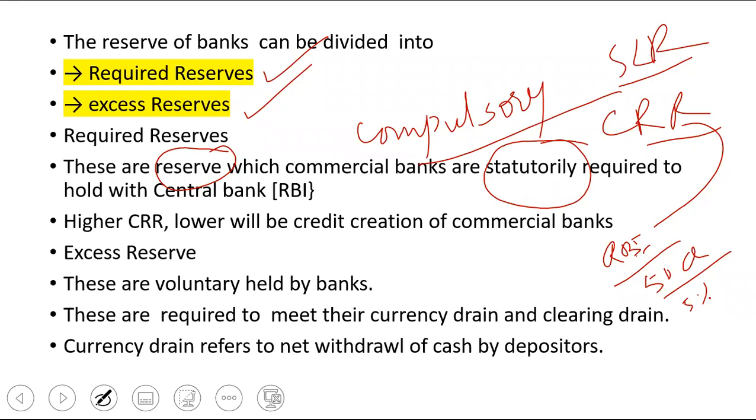Okay, so there are two types of reserve. One is CRR, other is SLR. What is the full form of CRR, children? I want the answer. Cash reserve ratio. Very good. Cash reserve ratio. And I told you what is cash reserve ratio. That is out of the total deposit received, certain percentage has to be kept as cash.